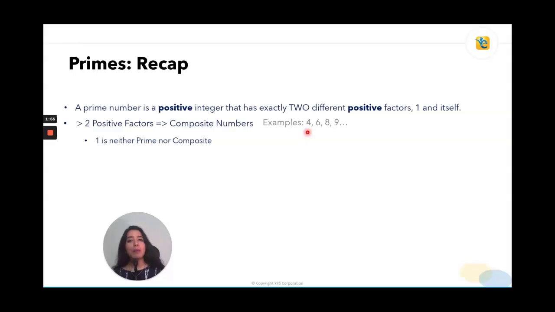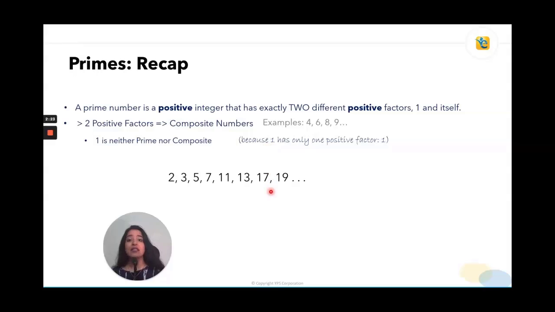What about the number 1? Well, I've made a statement here. It's neither prime nor composite. Why? How many factors does the number 1 have? It has just one factor, which is 1 itself. And that is why neither does it fit in exactly two factors, nor does it fit in more than two factors. So it's neither prime nor composite, because again, it has only one factor.